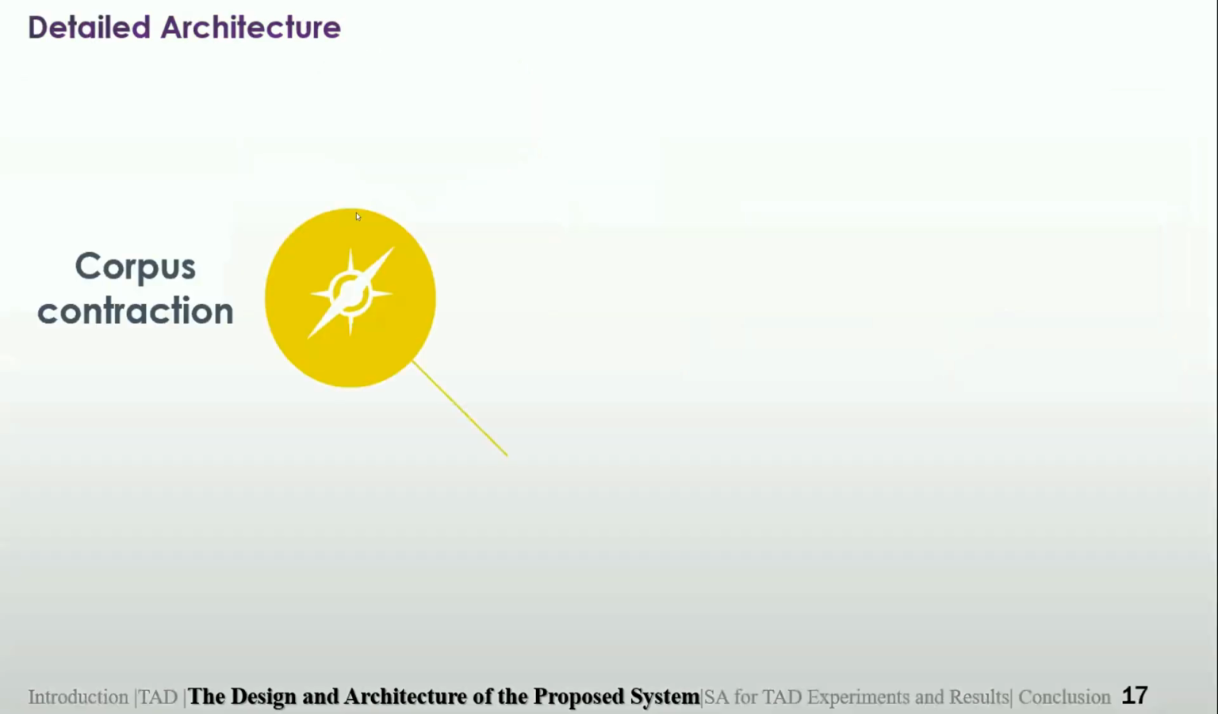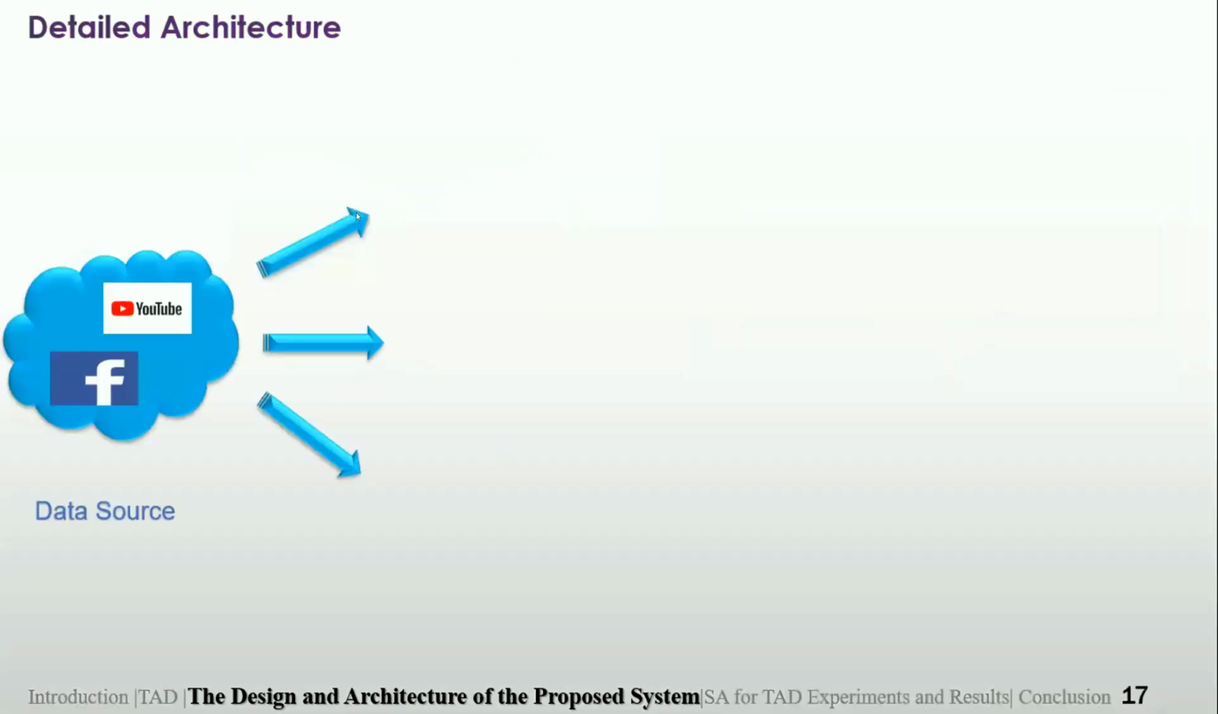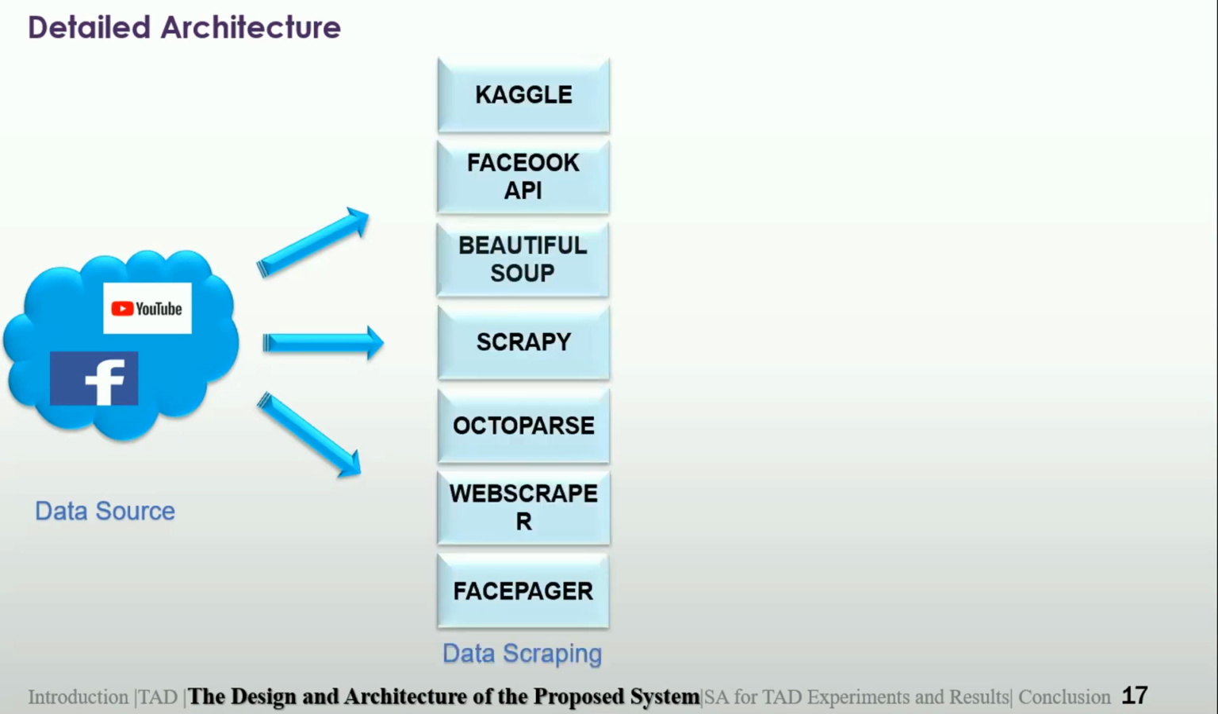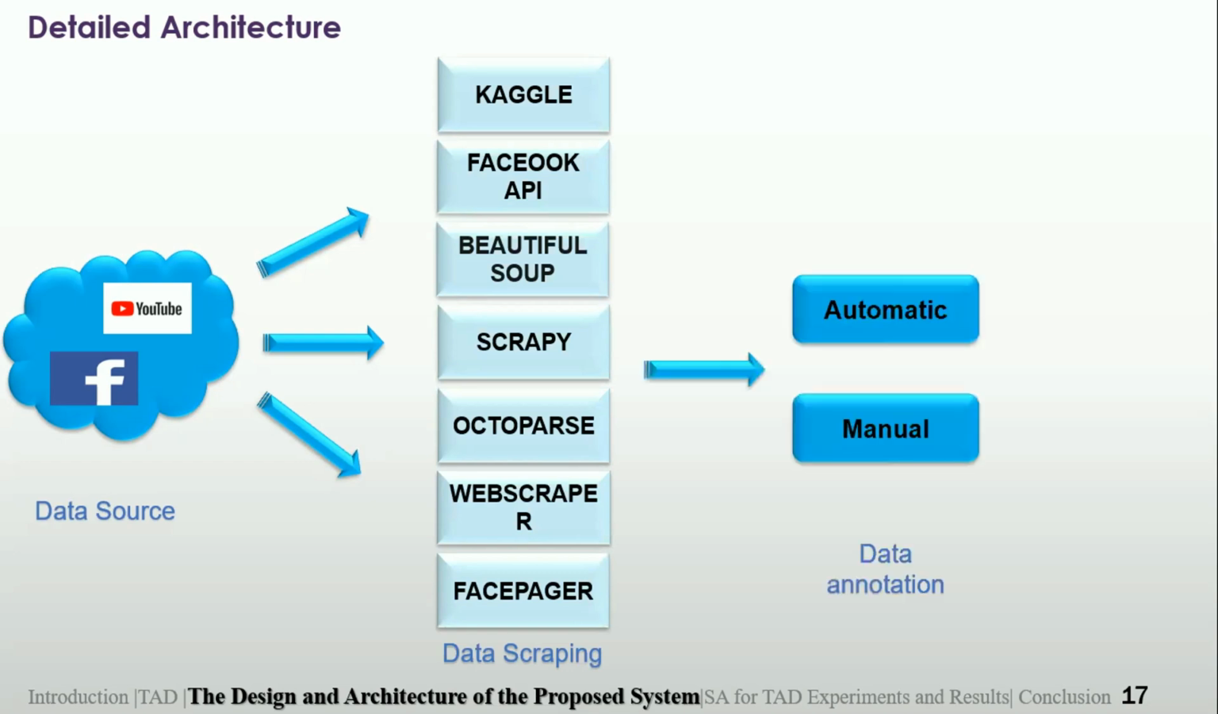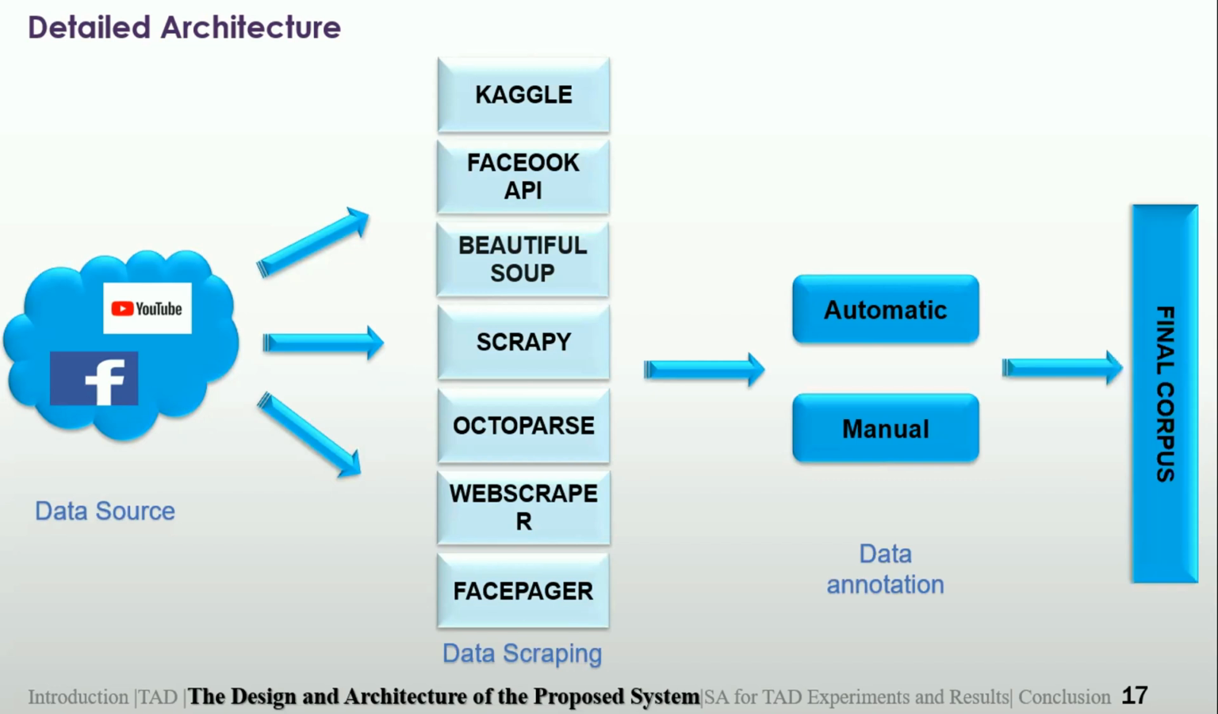For the detailed architecture, the corpus construction. The corpus construction contains the data source. The data source defines the place where we have scraped our data, and the data annotation is composed of automatic or manual data annotation. In our work, we have used the manual data annotation method.